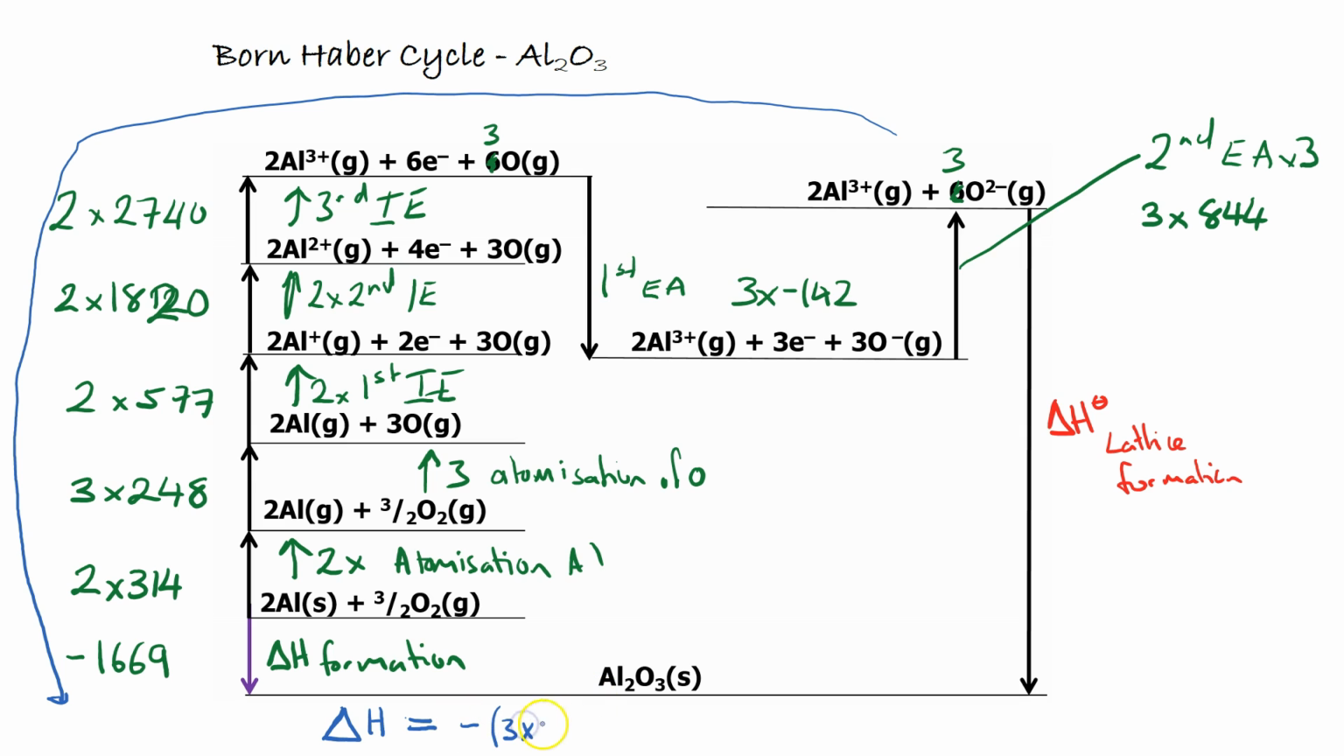3 times 844. It's going against, once again, the first electron affinity, so it's minus 3 times minus 142. We're going against the third ionization energy, so it's minus 2 times 2740. We're minus again 2 times 1820. We're minus 2 times 577.